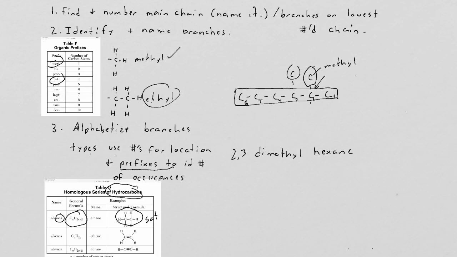Now let's just break this down. This is the tree trunk. There are two one carbon branches, and this is where they're located. So this tells you the location. This tells you how many of the particular type of branch. This is the type of branch. And this is the length of the trunk, or sometimes they'll call that the main chain.